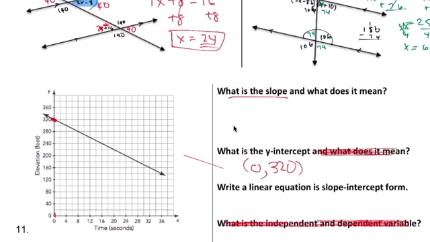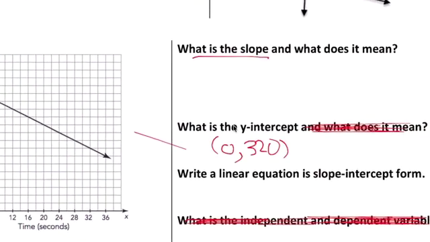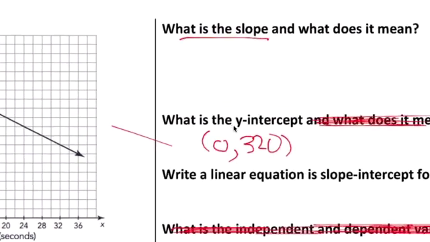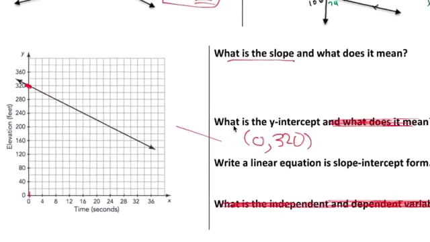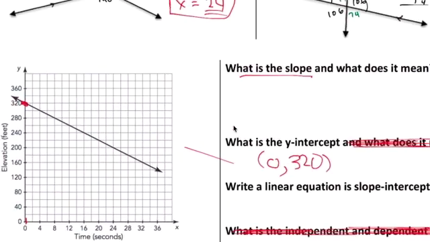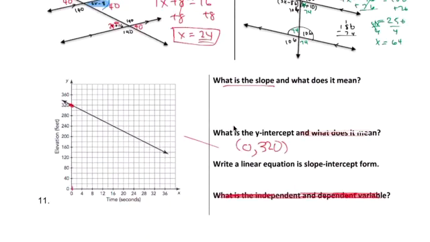What's the slope of the line? What it means. So we start with identifying the y-intercept. That's 0, 320. Okay. And then the slope, you don't need to explain what it means here. It won't be on a test. Just going to identify the y-intercept.